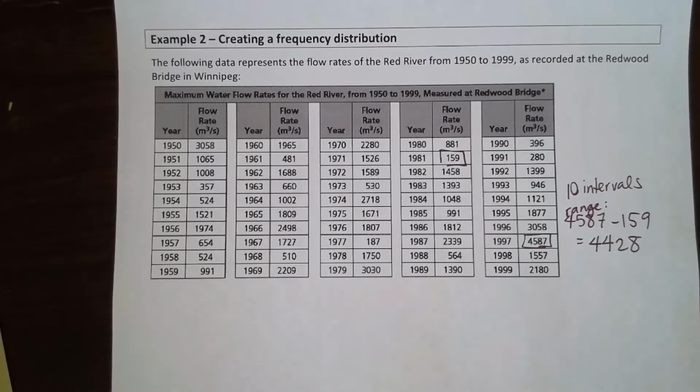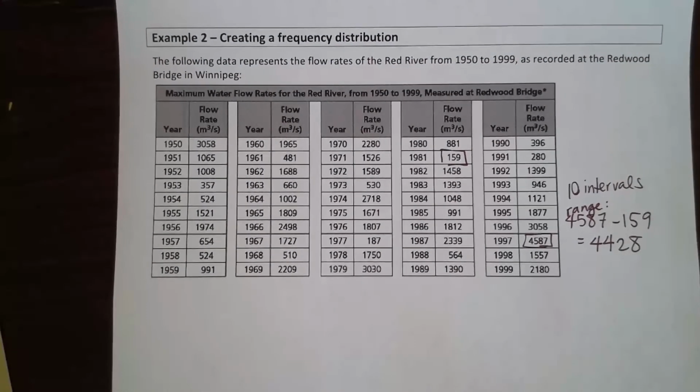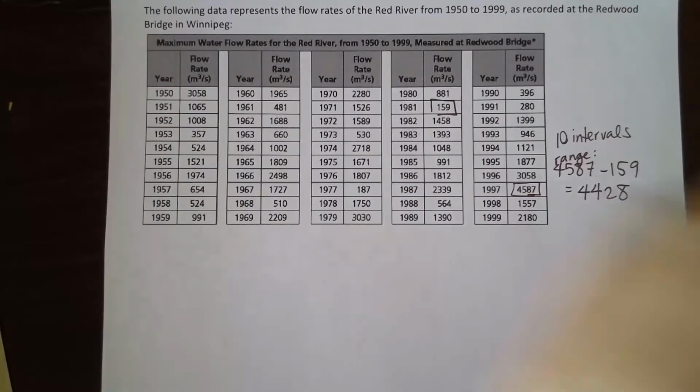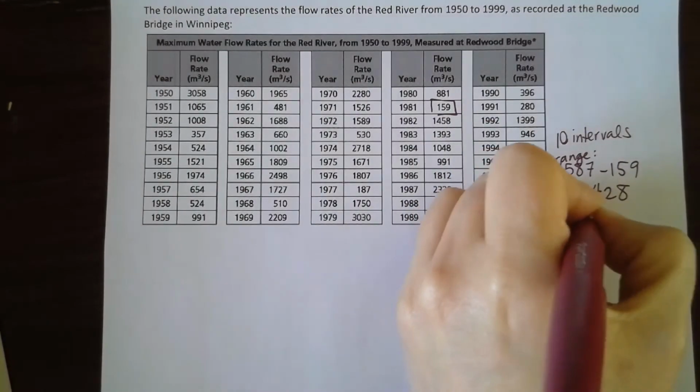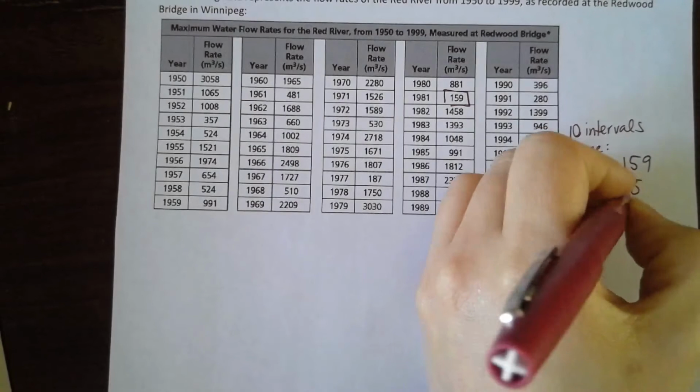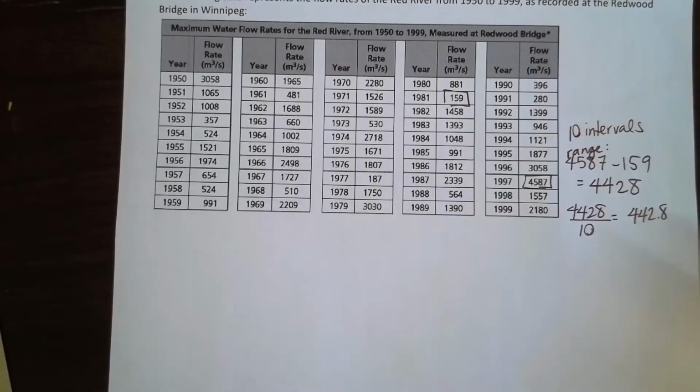So we find our range, we decide how many intervals we want, and in this case I'm choosing 10. Okay, and it's kind of up to you what you think. And if the question doesn't specifically tell you how many intervals, then picking 5 to 12 is a good amount, somewhere in there. Okay, and then what you do is you take your range and you divide it by how many intervals. So you're taking all of your data and dividing it into how many intervals you want to see how big each interval is going to be. And when you do that, you get 442.8.